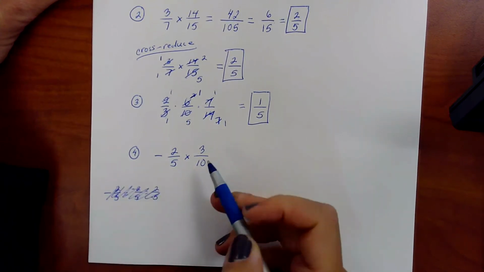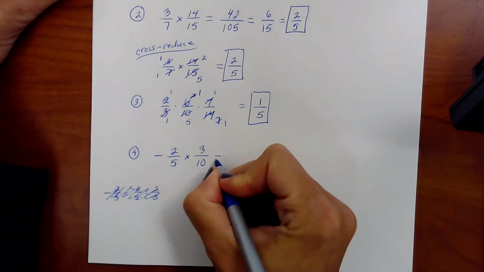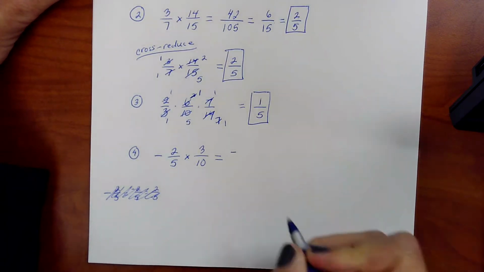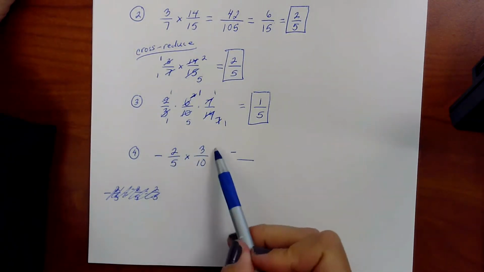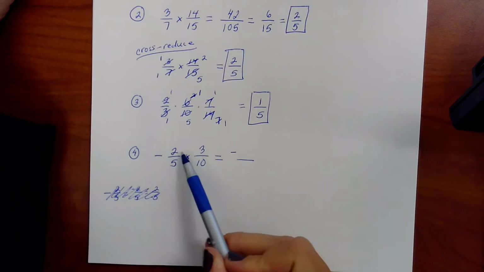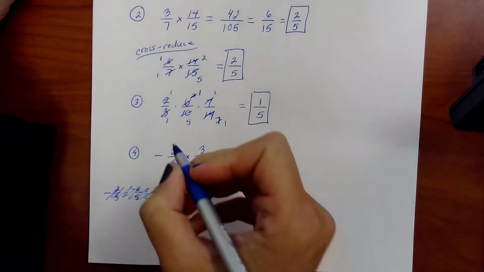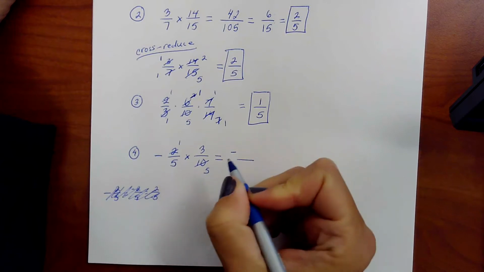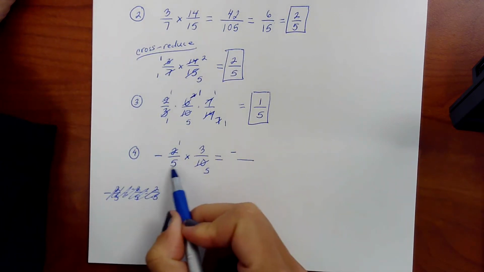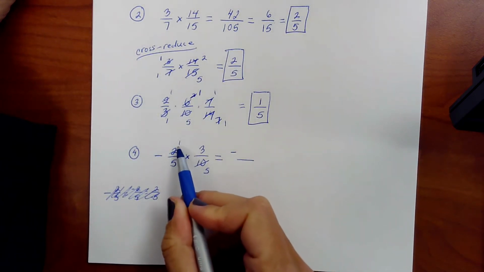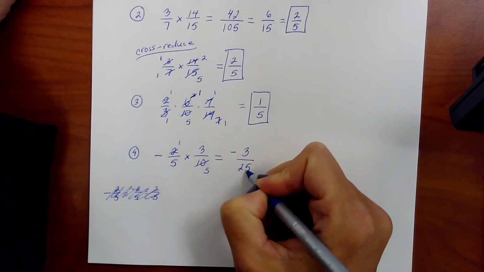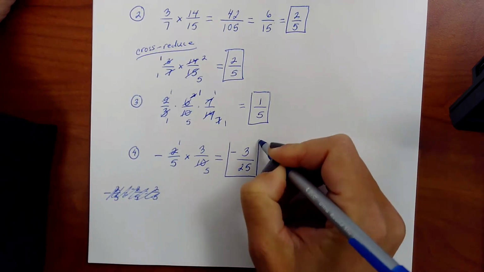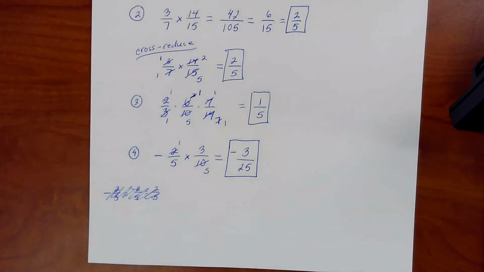So what does it mean for us? It means we have a negative times a positive. It means our answer is going to be negative. You might want to just throw it down there ahead of time, just so you don't forget what your answer is going to be. Look for any reducing. Oh, the 2 and the 10, we could divide those both by 2. And that's all we can do. We can't go a denominator with a denominator. So 1 times 3 is 3. 5 times 5, 25. So we have a negative 3/25. Okay?